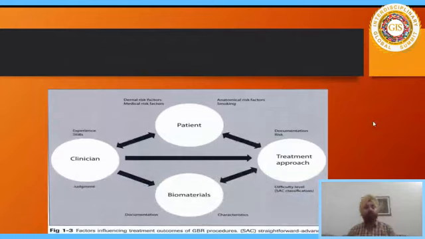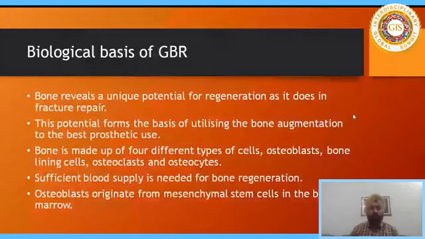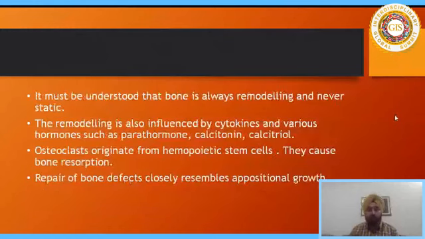What is the biological basis of GBR? Bone has a unique potential for regeneration, as it does in fracture repair. This potential we utilize as the basis for bone augmentation for the best prosthetic use. Bone is made up of four types of cells: the osteoblasts, bone lining cells, osteoclasts, and osteocytes. Sufficient blood supply is always needed for bone regeneration. Osteoblasts originate from mesenchymal stem cells in the bone marrow. Now, you must always understand that bone is never static. It might appear to be static, but it is always in a state of flux. It is always remodeling.